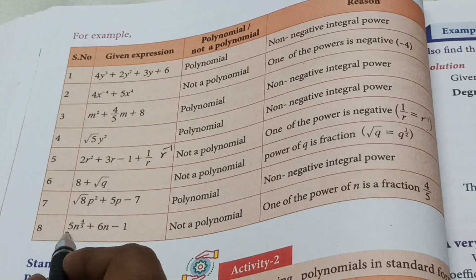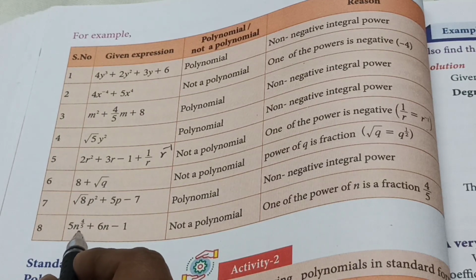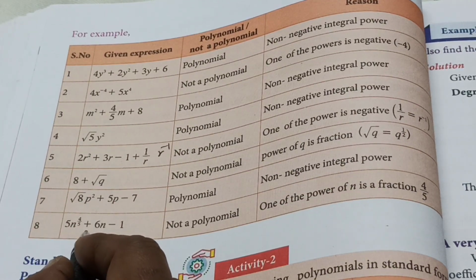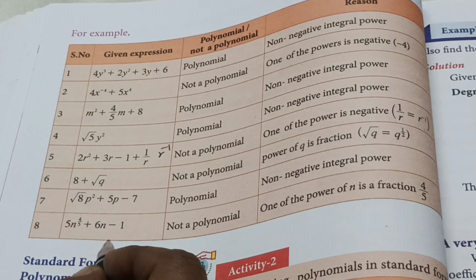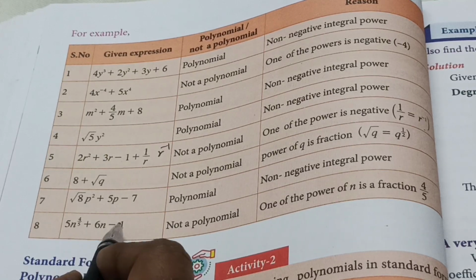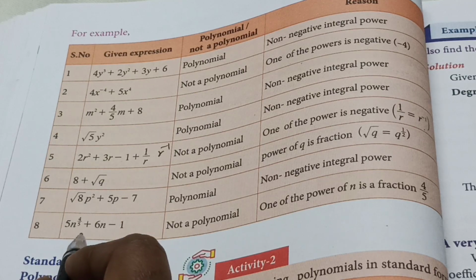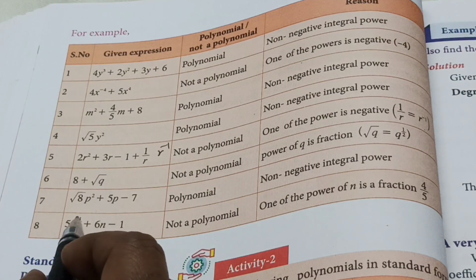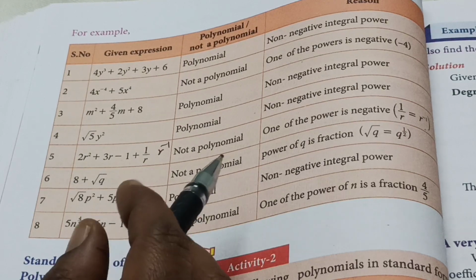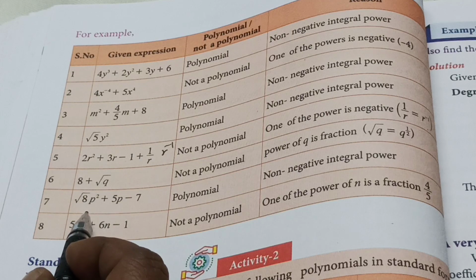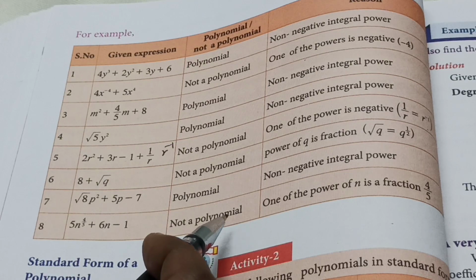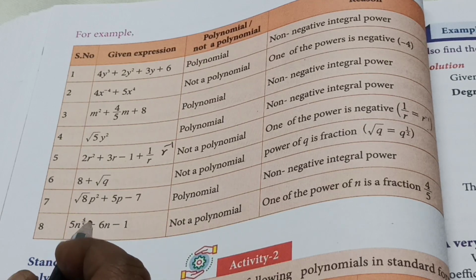Okay, next one, 5 into n power 4 by 5 plus 6n minus 1. Okay, check it. Is it a polynomial or not a polynomial? This is not a polynomial. Why? What's the reason? One of the power of n is a fraction. Which is the fraction? N power 4 by 5. 4 by 5 means it is not a polynomial. Have you understood? Any doubt?